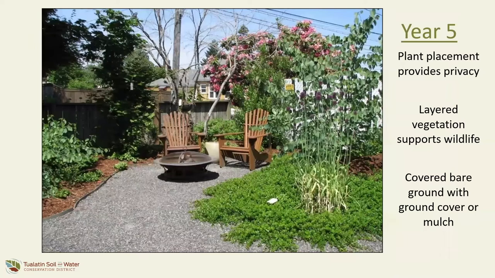A few years later, you can really see the difference. Plants have filled in to provide this landscape with a lot more privacy. You can't see out into the yard anymore. You can't see the neighboring houses. Also, you'll notice that this landscape incorporates a wide variety of plants. These different types of plants provide different habitat for wildlife, and it really provides an all-encompassing landscape that supports a wide variety of wildlife. This landscape is simple, it's easy to maintain, it's relaxing, it's a place that you want to spend time.